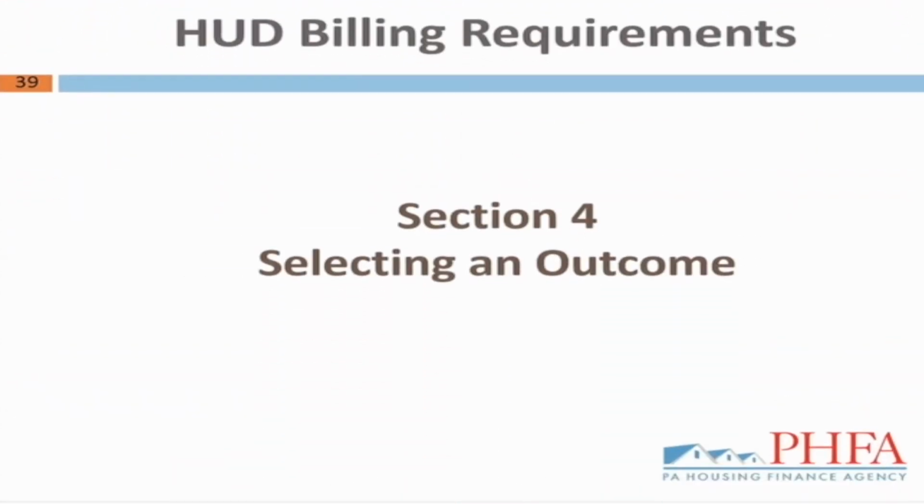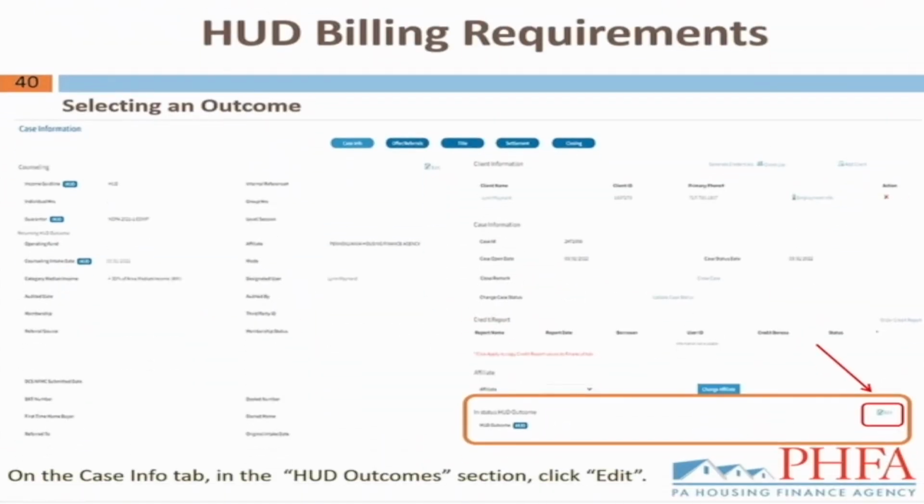Section 4, Selecting an Outcome. To select the outcome, go to the Case Info tab. In the HUD Outcomes section, click Edit, shown down below here on the lower right-hand side.